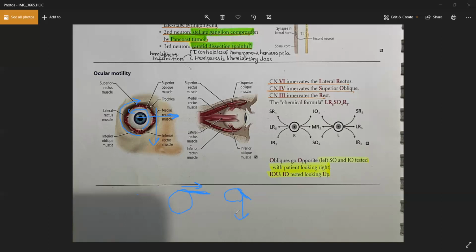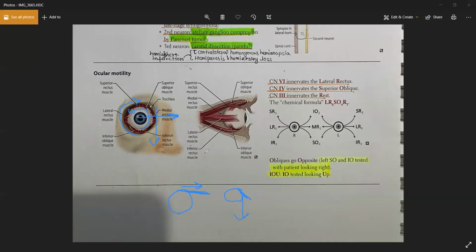So do note that fact: either the external rotation or the downward movement. Similar goes for the inferior oblique. Either you can have a medial rotation or you can have an upward movement of the eye because of the contraction of this muscle.